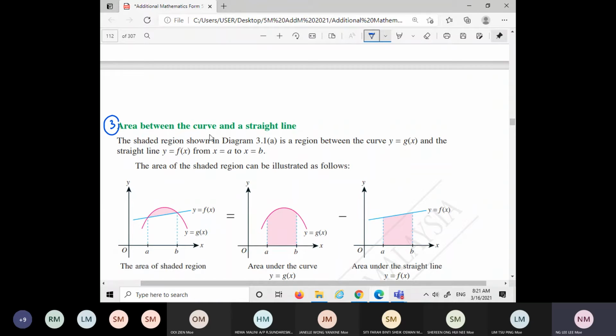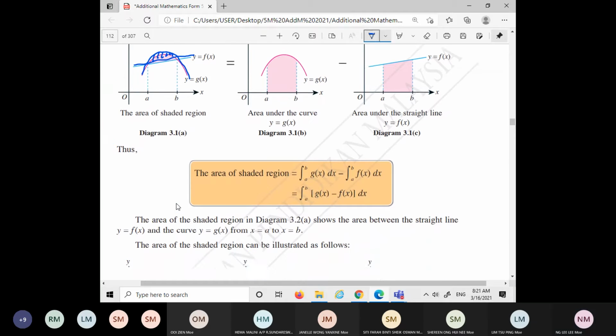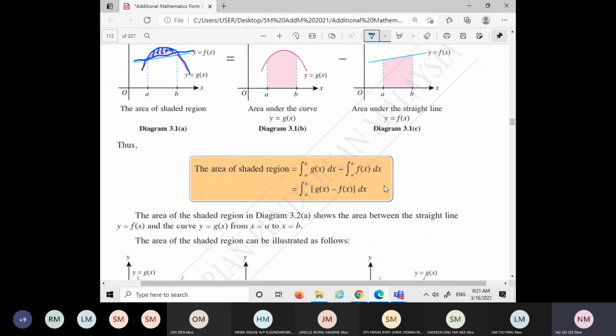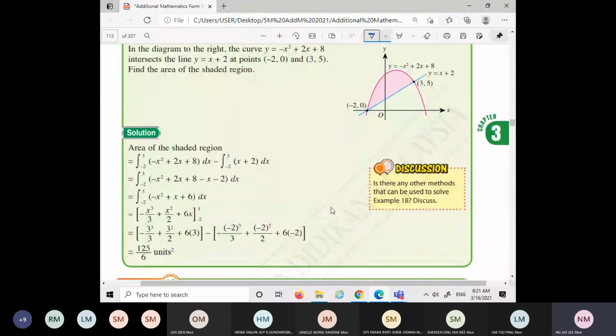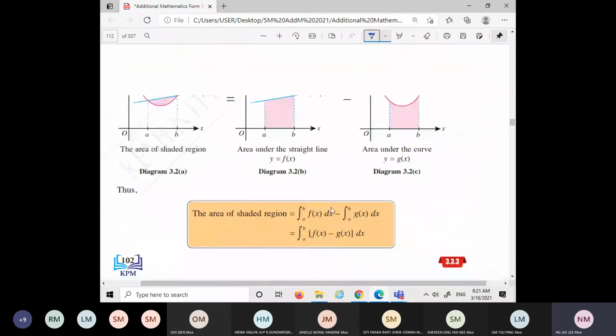Okay, area between the curve and a straight line. This is an example: a curve and a straight line, area between. So you're using this. Okay, this is another one, a curve and the straight line. So that's all for the area.